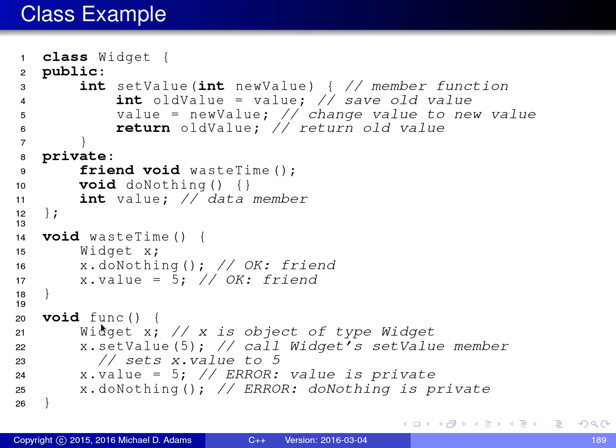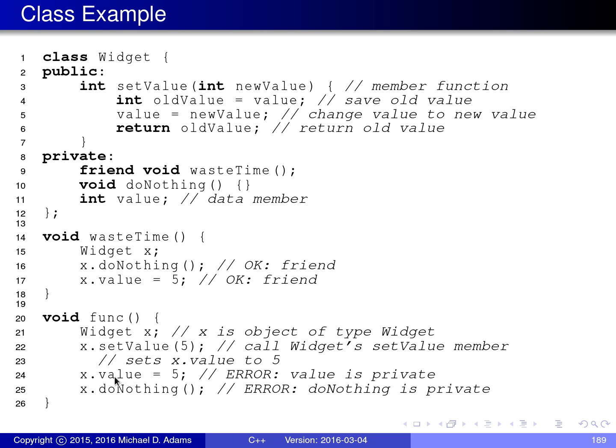Now we have another function called func, which is not a friend of the widget class. And we have some code here. We create a widget variable called x, and then we try to invoke the setValue member function of this widget. And this is okay because the setValue member function is public, so it's accessible to all code. So this doesn't cause any problems.